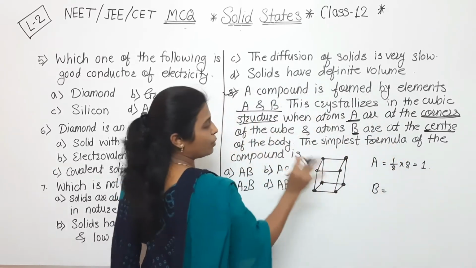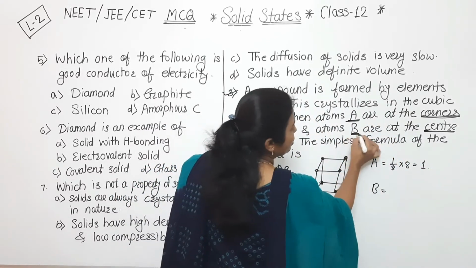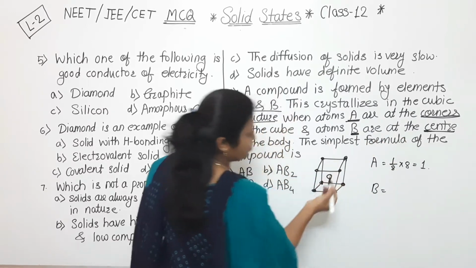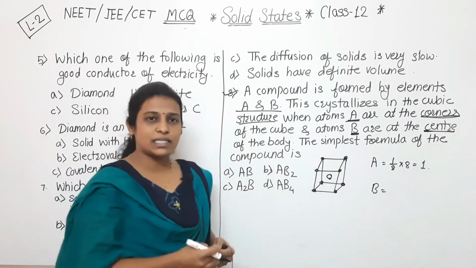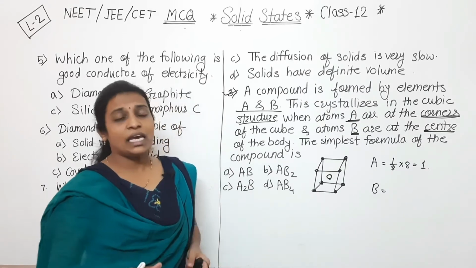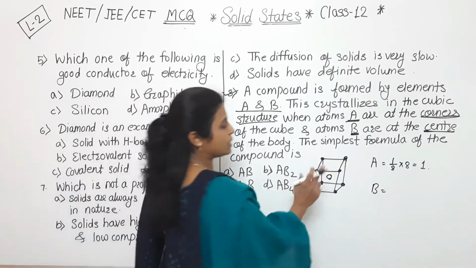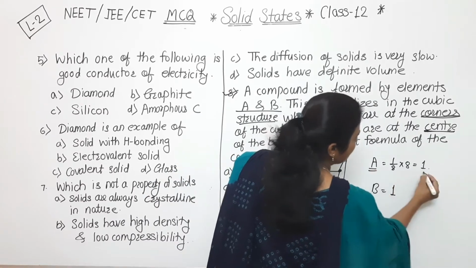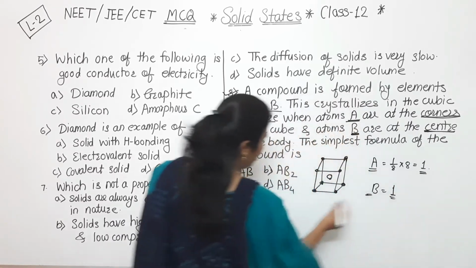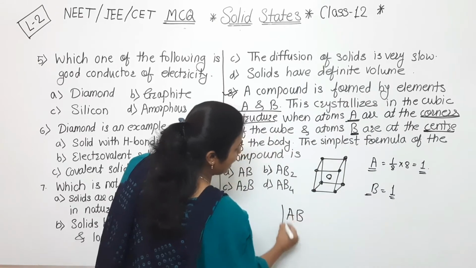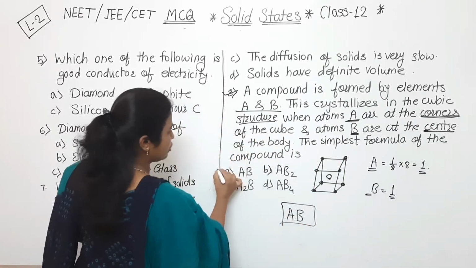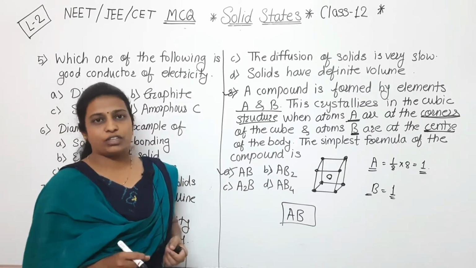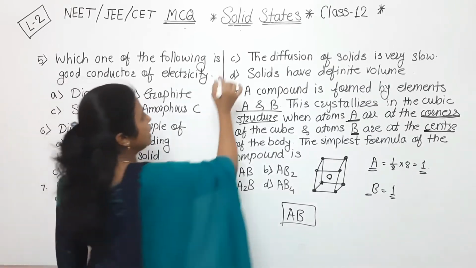So here we have completed part A. What about the atoms B? They are present at the center, and as we know, if any atom is present at the center, it is not shared with any other unit cell, meaning it is completely present. So what will be the formula? Number of A is 1, B is 1. So its formula will be AB. Where is this option? There is an option A. So here we have completed our first MCQ of this series. Now we'll see the next one.